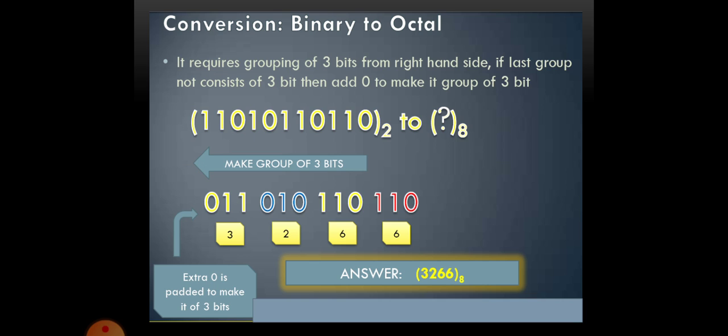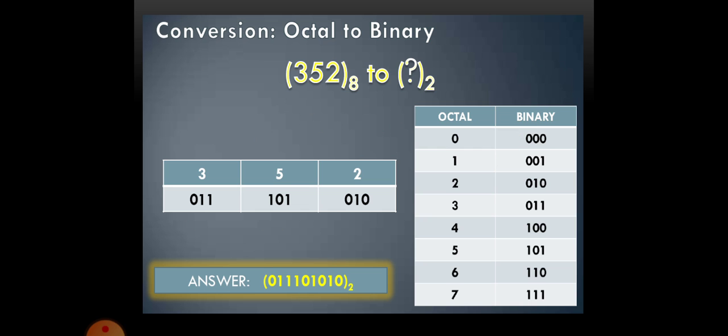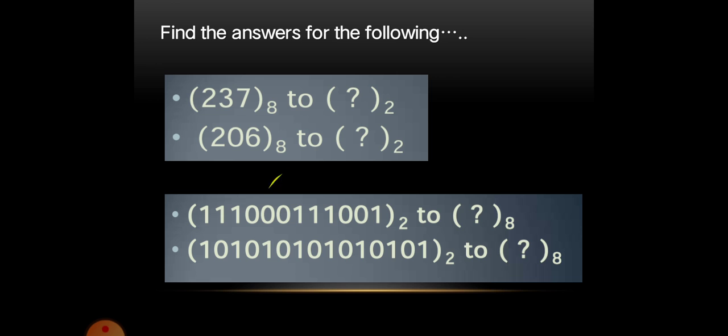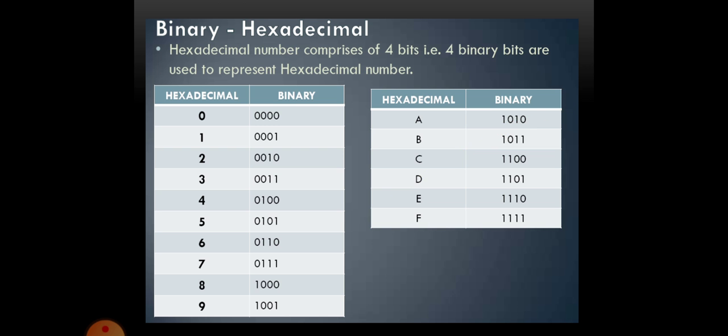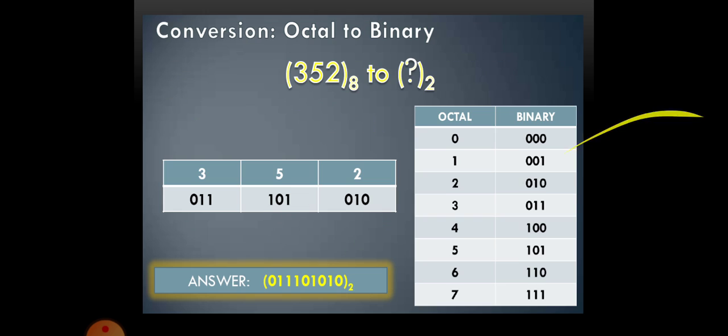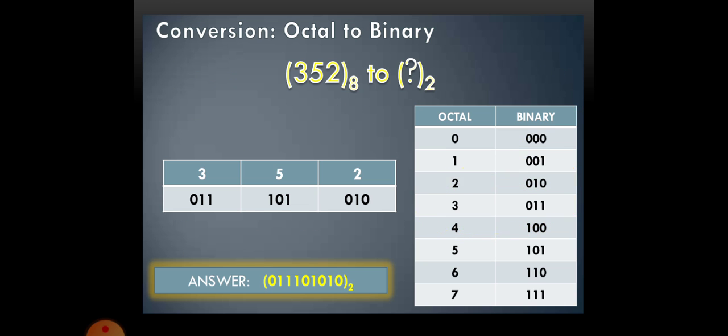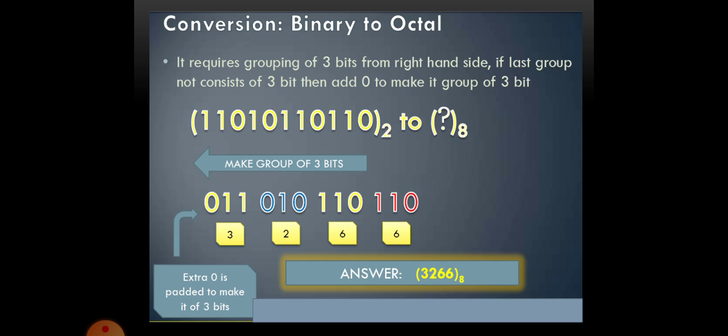Now write the equivalents of the given binary. 110 is represented as 6. 110 represented as 6. 101 is 5. 010 is represented as 2. Then 11, that is 011, is represented as 3. So the octal equivalent of the binary is 3266.